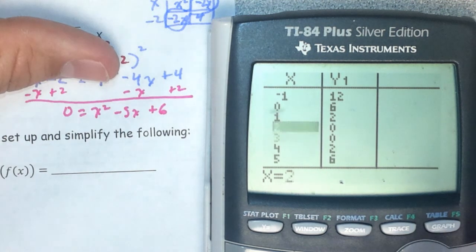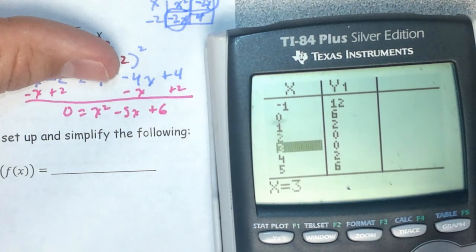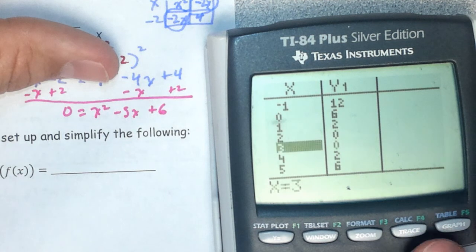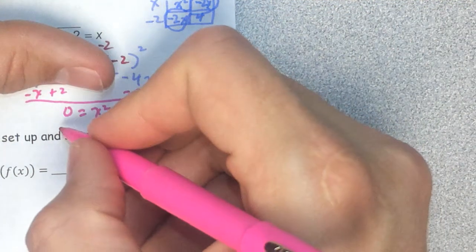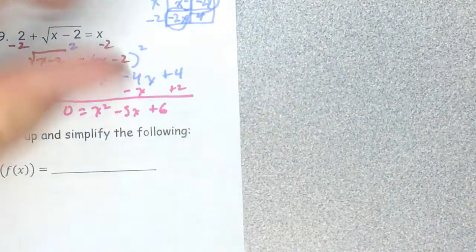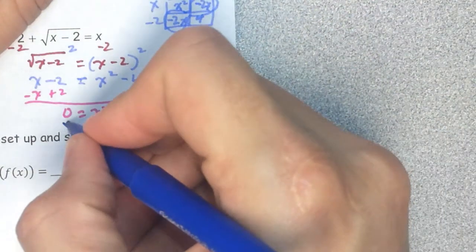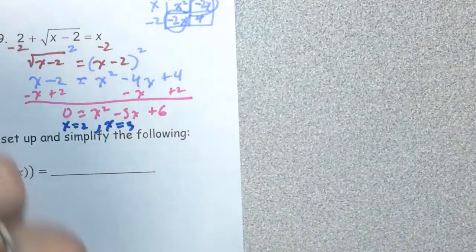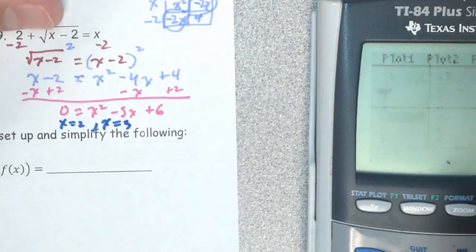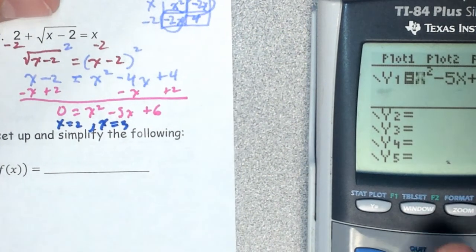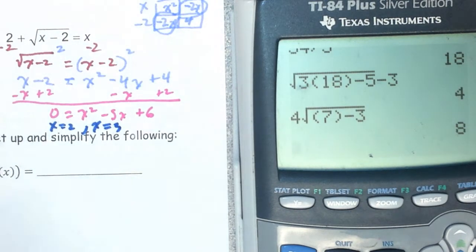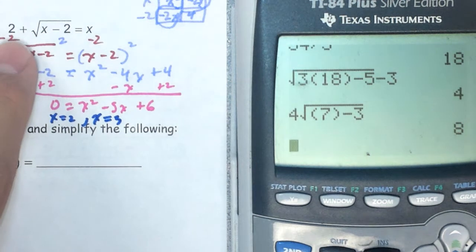Actually, they're right close to each other. I have zeros at 2 and 3. That's where I get y1 equal to 0. So I need 2 and 3. So I have x is equal to 2 and x is equal to 3. But I have to test both of those. So in my calculator, I'm going to quit, and I'm going to plug those into this equation up here.